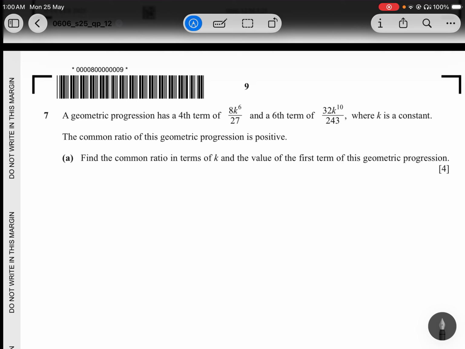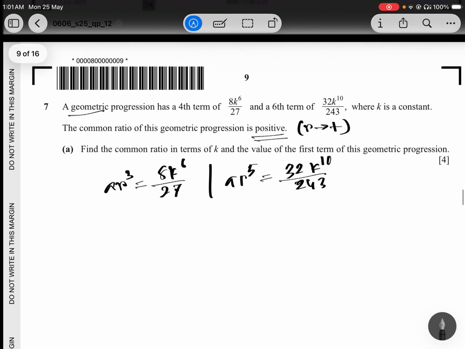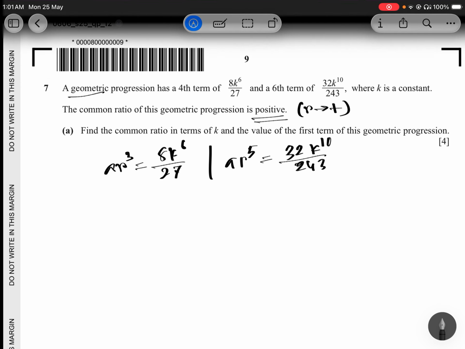Question number 7. A geometric progression has a fourth term, a r to the power 3, which is 8k to the power 6 over 27, and a sixth term, a r to the power 5, which is 32k to the power 10 over 243. K is a constant, and the common ratio of the geometric progression is positive. So r is positive here. Find the common ratio in terms of k. Okay, no issue. And the value of the first term of the geometric progression. Okay.